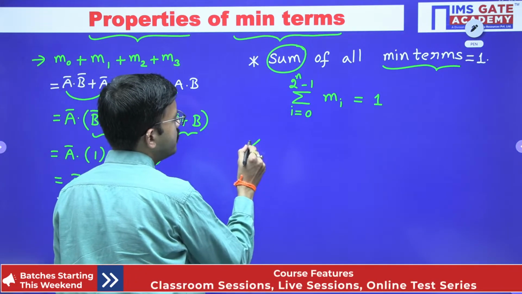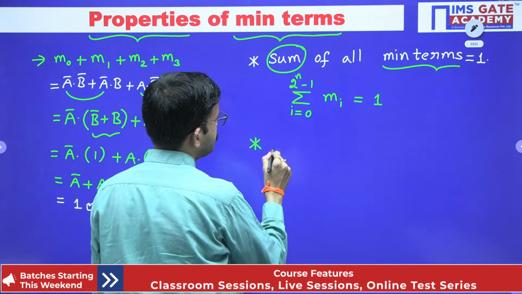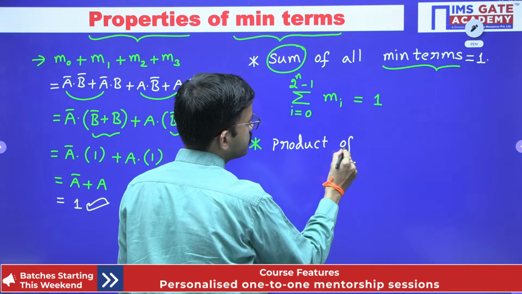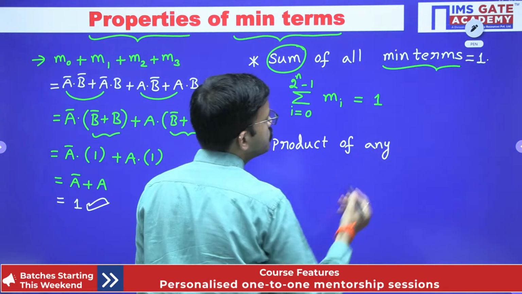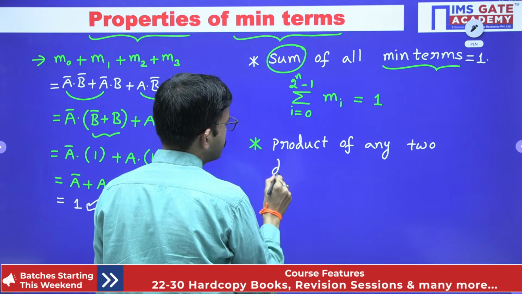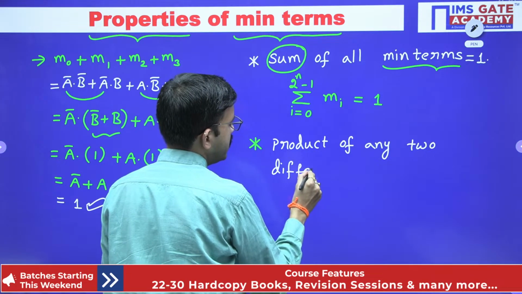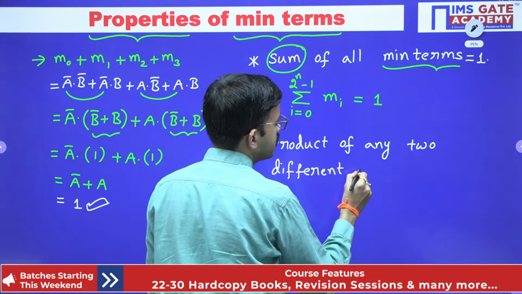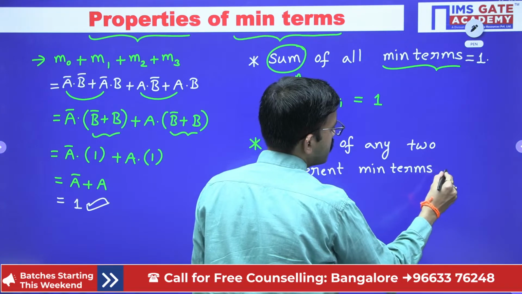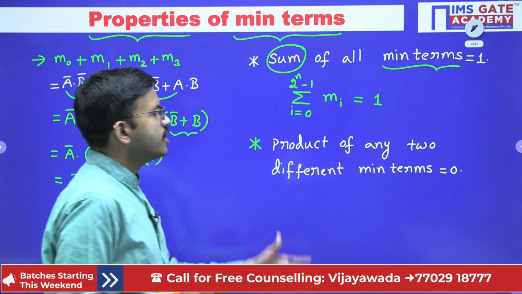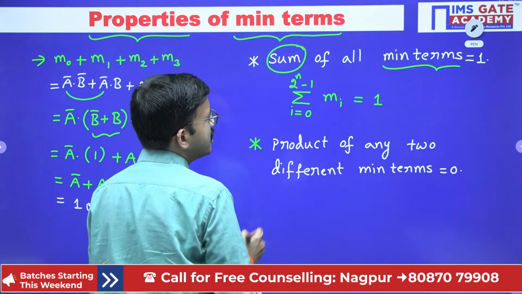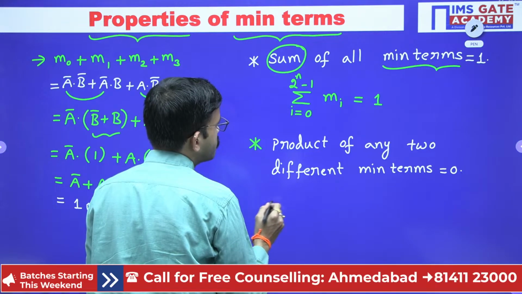So the second property of minterm you can write down: product of any two different minterms is equal to 0. If you are multiplying any two different minterms, the resultant value you are going to get is 0. Mathematically, if you want to represent it, we can represent it like this.